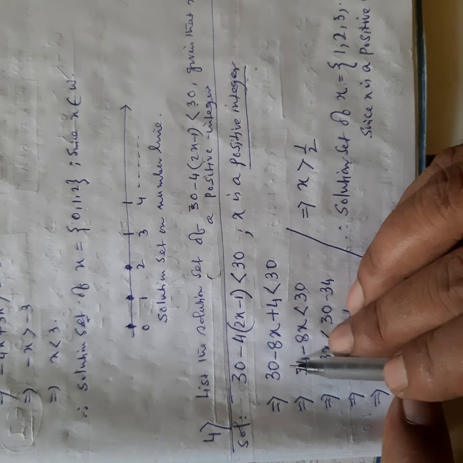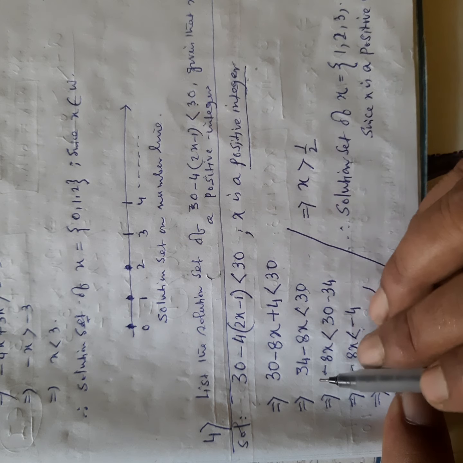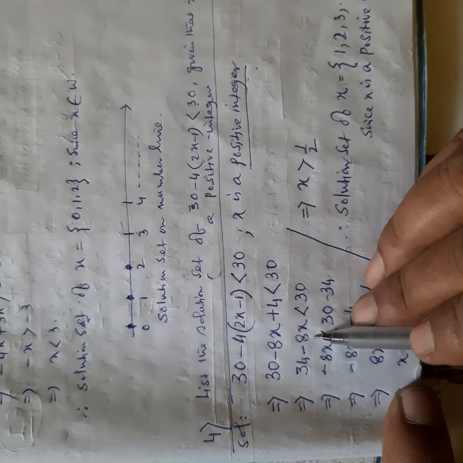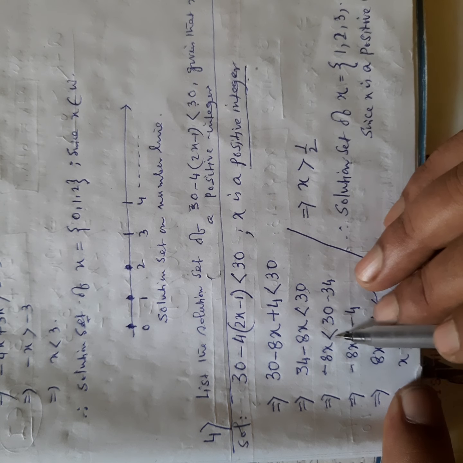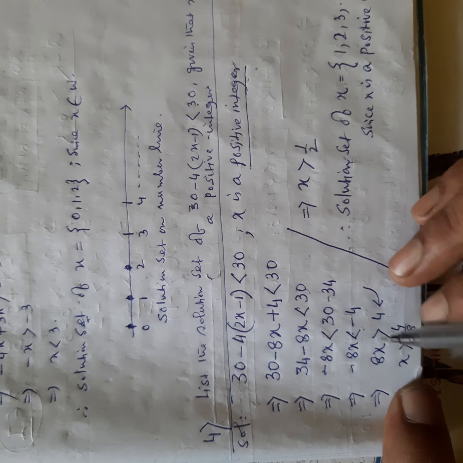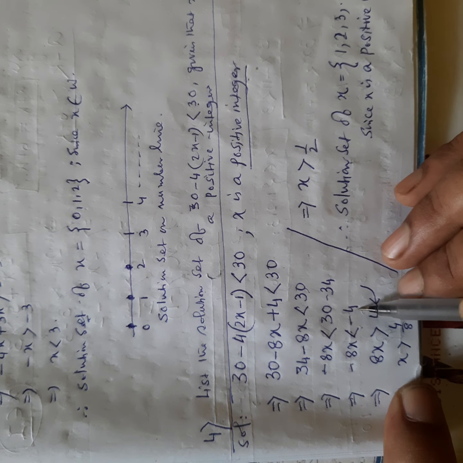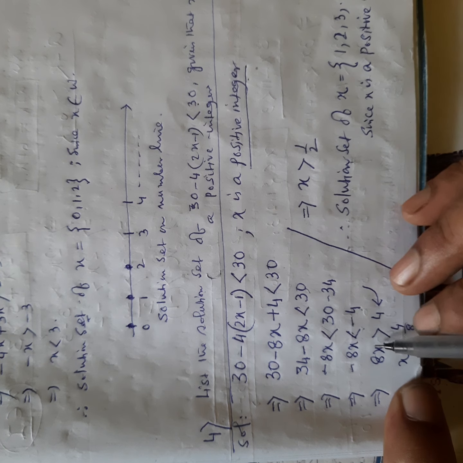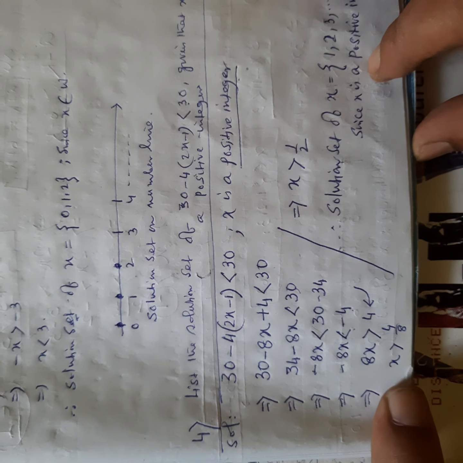This implies that 30 minus 8x plus 4 less than 30. This implies that 34 minus 8x less than 30. This implies that minus 8x less than 30 minus 34. This implies that minus 8x less than minus 4. Again we get minus on both sides, so we multiply by minus 1 on both sides, and if we multiply by minus 1 on both sides, then the inequality sign is changed, so 8x greater than 4.